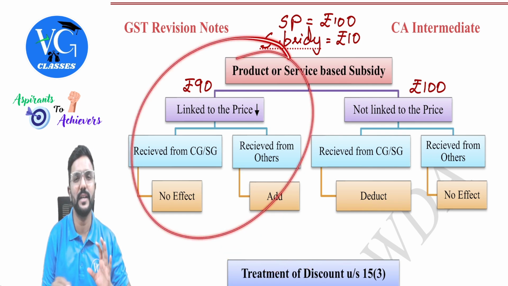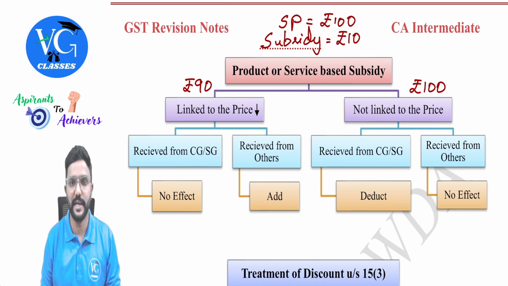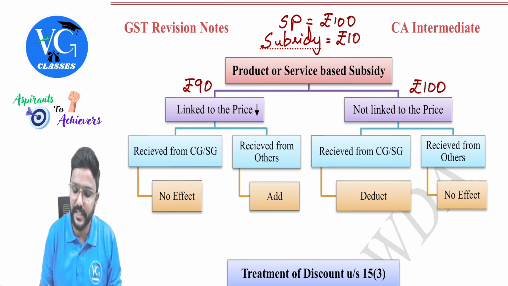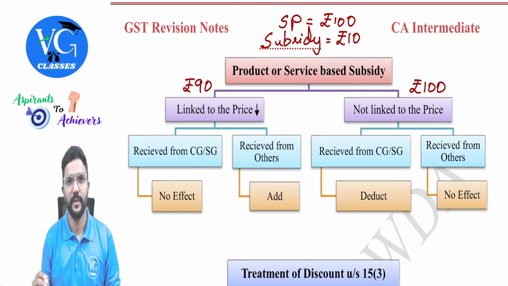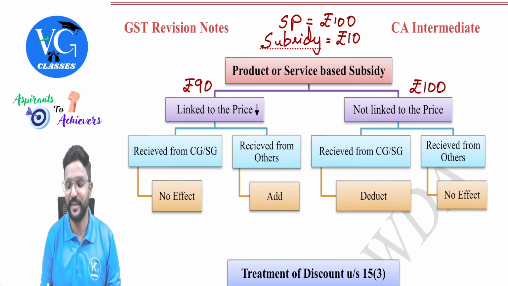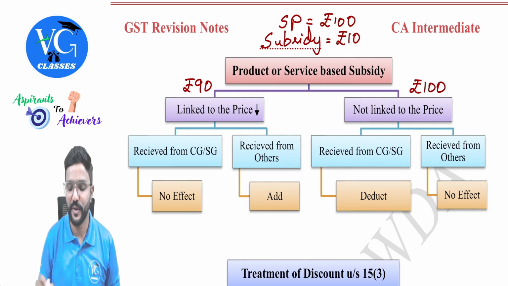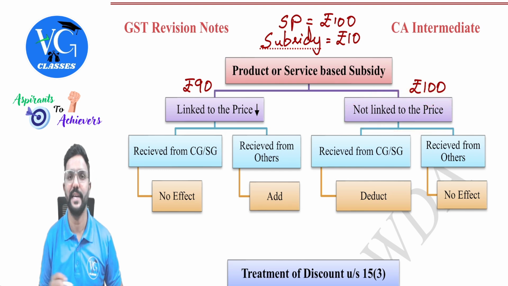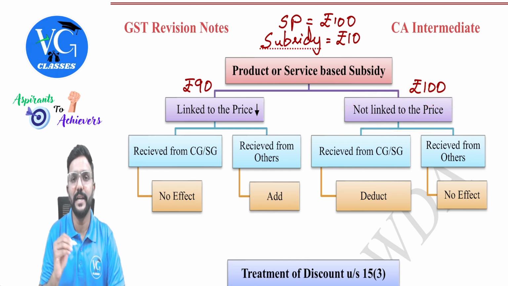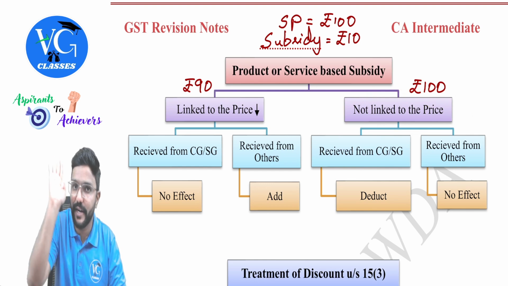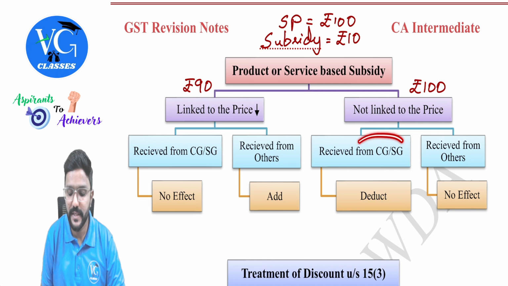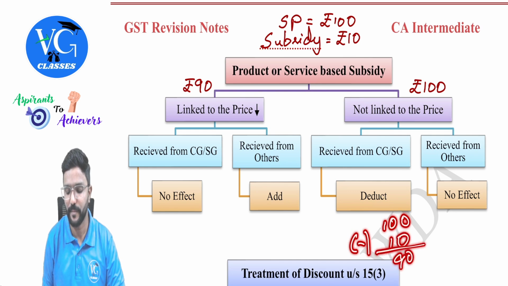This is what is given in the law and this is what you can expect in the exams, guys. Okay. But only for your knowledge, I will also explain this part. What if it is not linked to the price? Meaning, sir, I have received a subsidy of 10 rupees, but my selling price is still 100 rupees only. We have not reduced the selling price. So can we call it not linked to the price? Yes. So if the subsidy is not linked to the price, which means the selling price is not reduced, and it is received from the central government or state government, what would be the value of supply? Now you need to deduct: 100 minus 10. So what would be the value of supply?